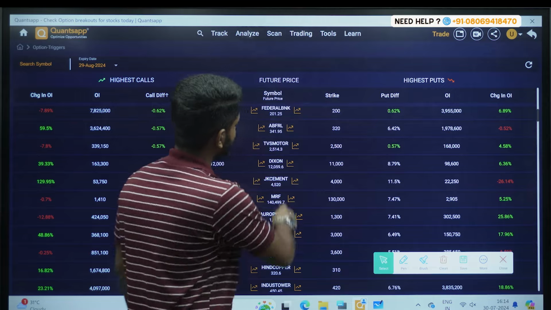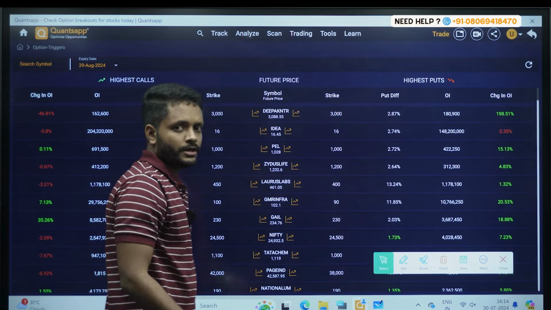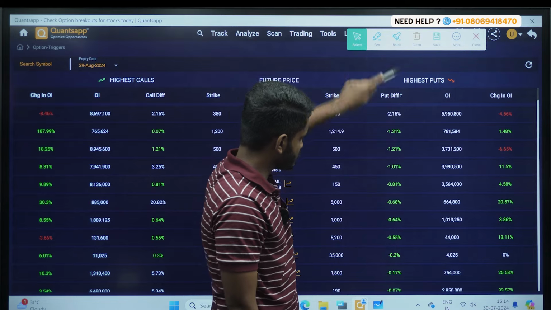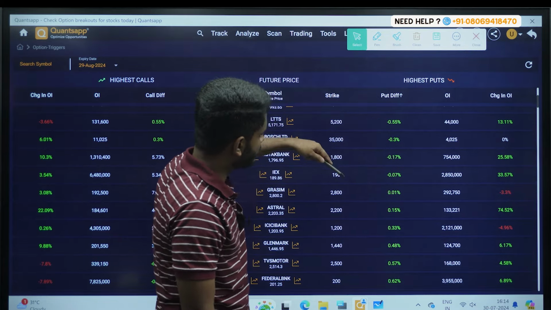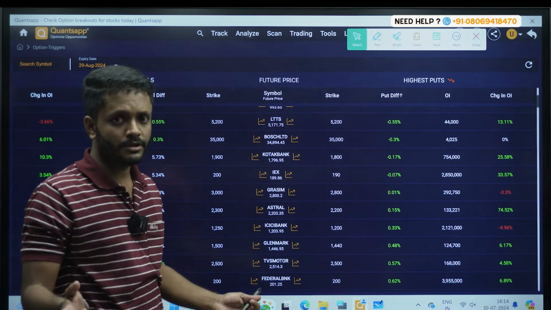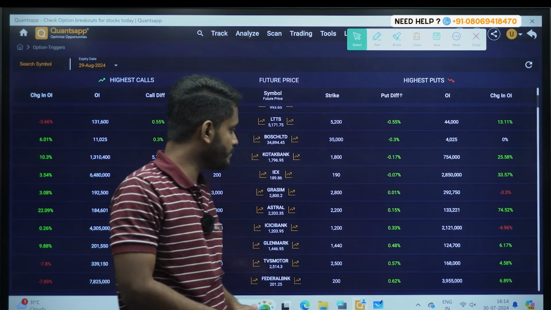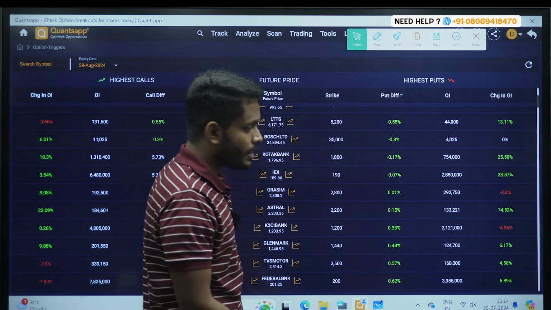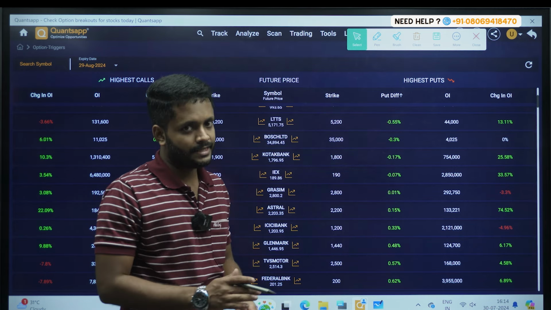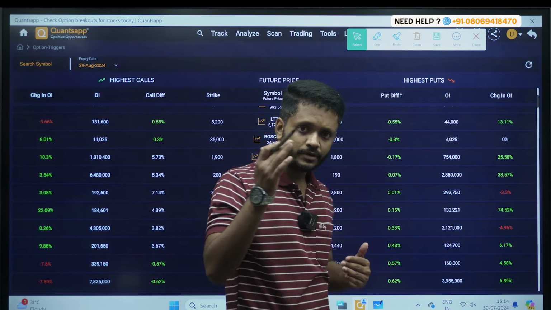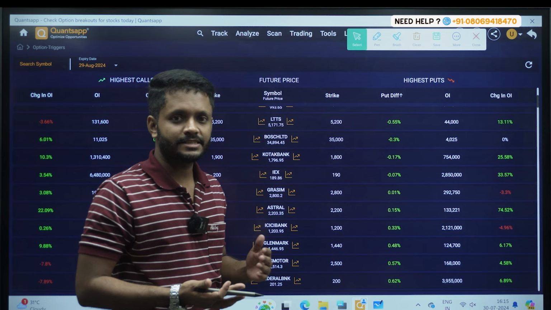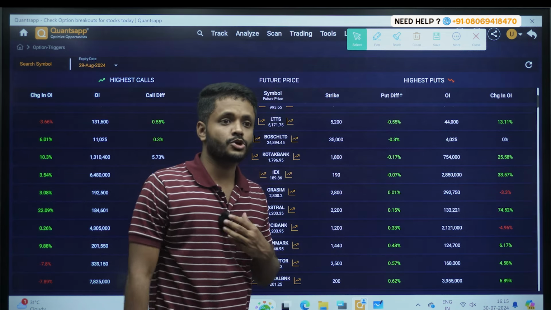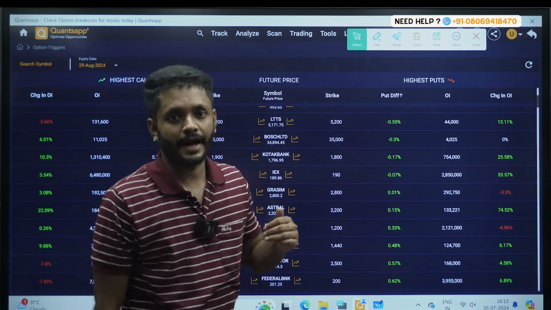Say for example, you are willing to take a trade on the bearish side. Simply click on the put difference and again filter out the stocks wherein the put difference is between 0 to 1%. Now if the put difference is between 0 to 1%, what does it mean? The stock is trading near its support levels. Correct. So again, there are two possibilities. Either the stock will bounce from the support level, or it might break its support and go further down.